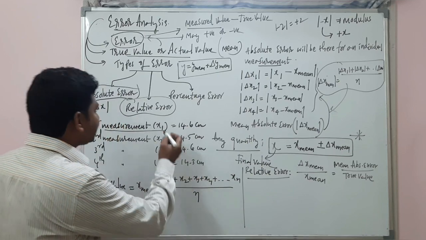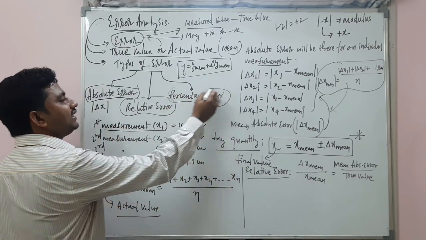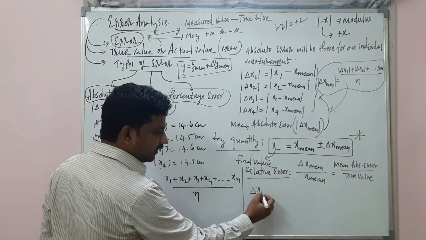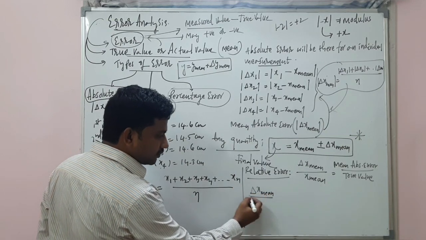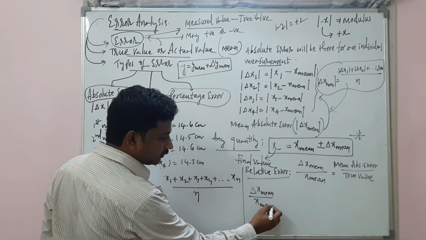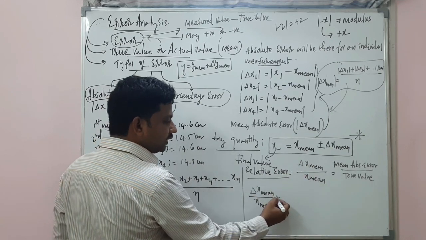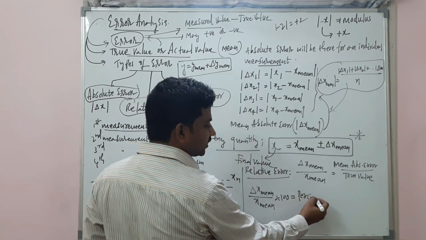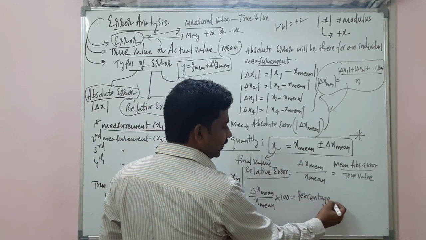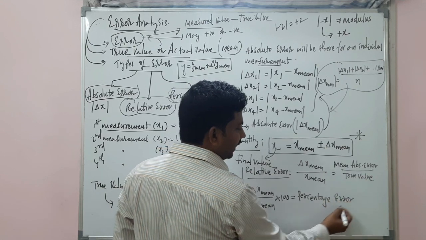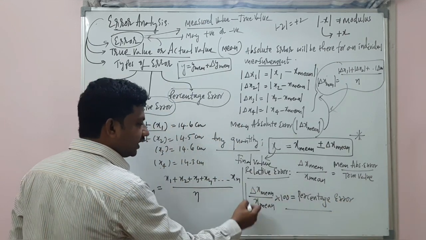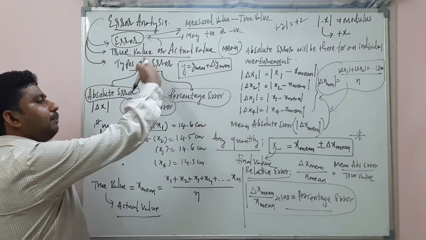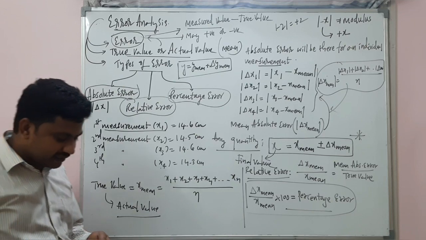So now the last type of error is the percentage error. Simple. When this relative error is multiplied by 100, we can say this is the percentage error. In one slide, the complete concept of errors is there.